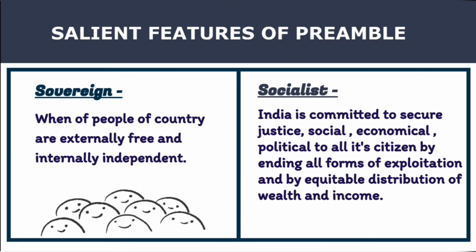Now socialist means ending all the discrimination and exploitation that happens in our country, and providing justice, that is in the means of social, economic and political, to all the citizens of the country. That we call socialist. So India is committed to secure justice, social, economic and political, to all its citizens by ending all forms of exploitation and by the equitable distribution of wealth and income. It is called as socialist.